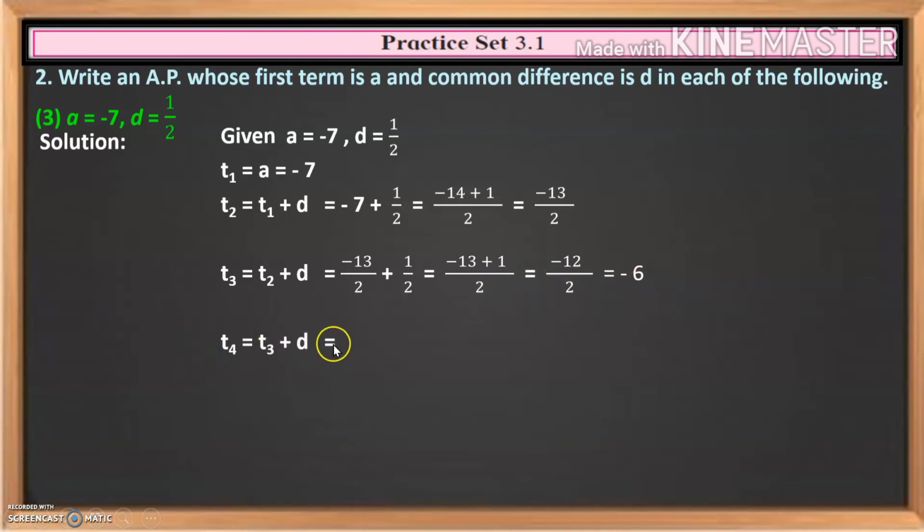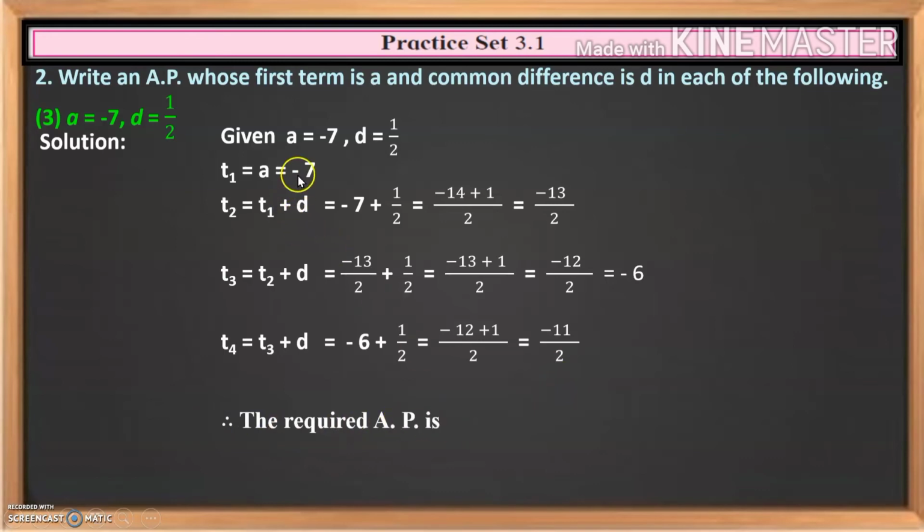T4 is T3 plus D, equal to minus 6 plus half. LCM is 2, 6 2s are 12, minus 12 plus 1 is minus 11 upon 2. So the required AP is minus 7, minus 13 upon 2, minus 6 and minus 11 upon 2, and so on. You cannot end here, you have to put these dots.